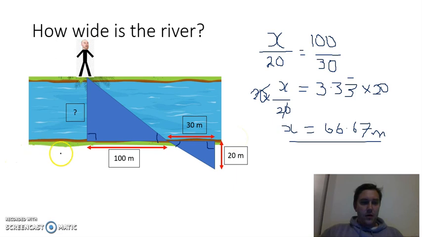So there, we now know the distance from this side of the bank to where our friend Jeff is stuck is 66.67 meters. Can't build a bridge, can't find a tree. See you, Jeff. You're stuck there.